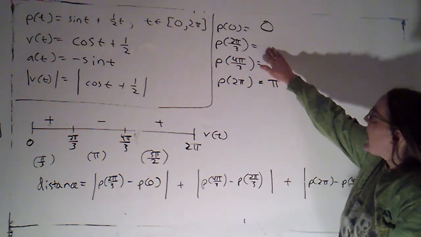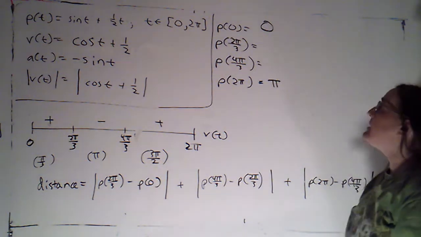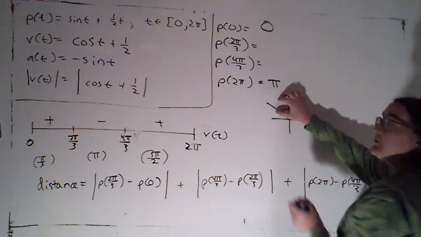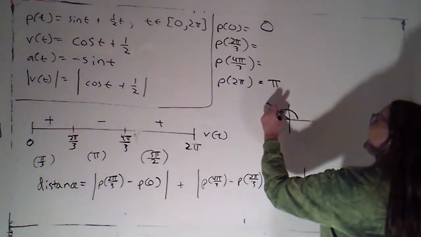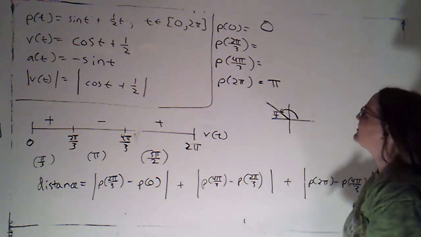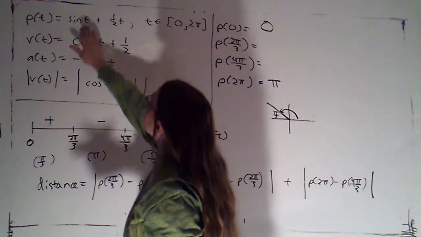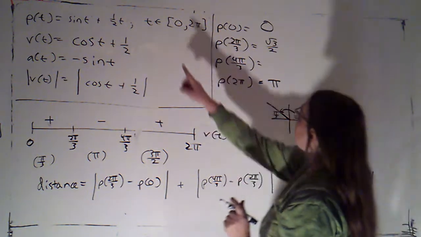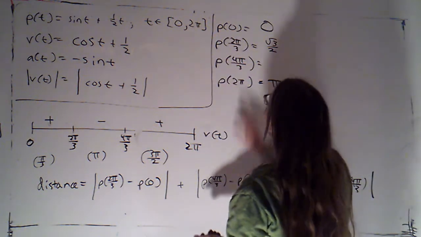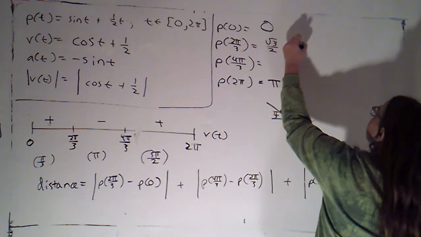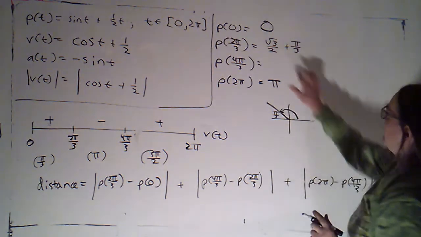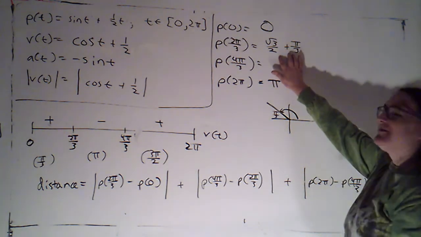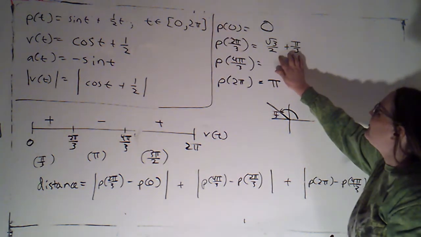So at 2 pi over 3, sine of 2 pi over 3, we're in quadrant 2, so sine is positive. The reference angle is pi over 3, or 60 degrees. So this is going to be root 3 over 2, and then plus 1/2 of 2 pi over 3. So that would be plus pi over 3. A lovely number indeed, but that's our position, 2 pi over 3 seconds into this problem.